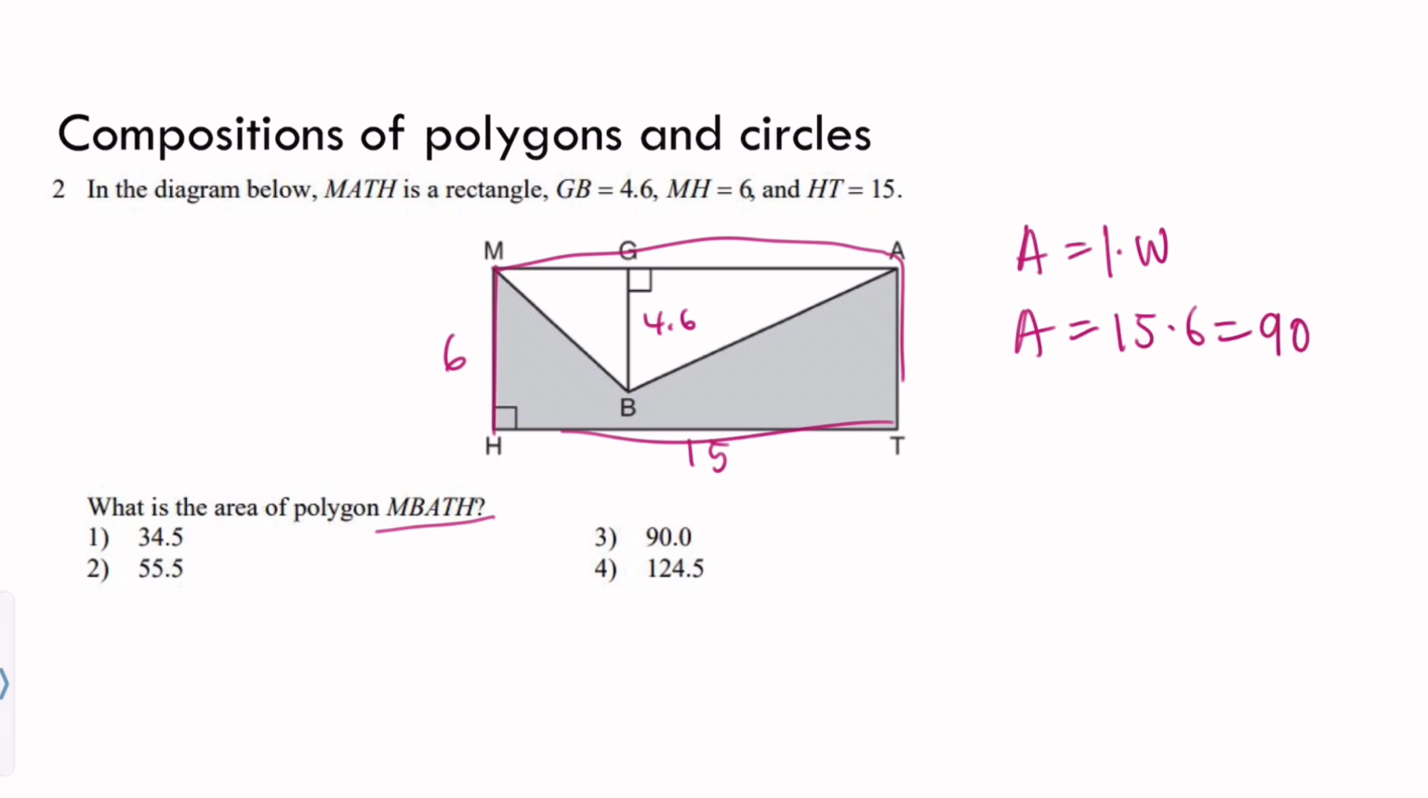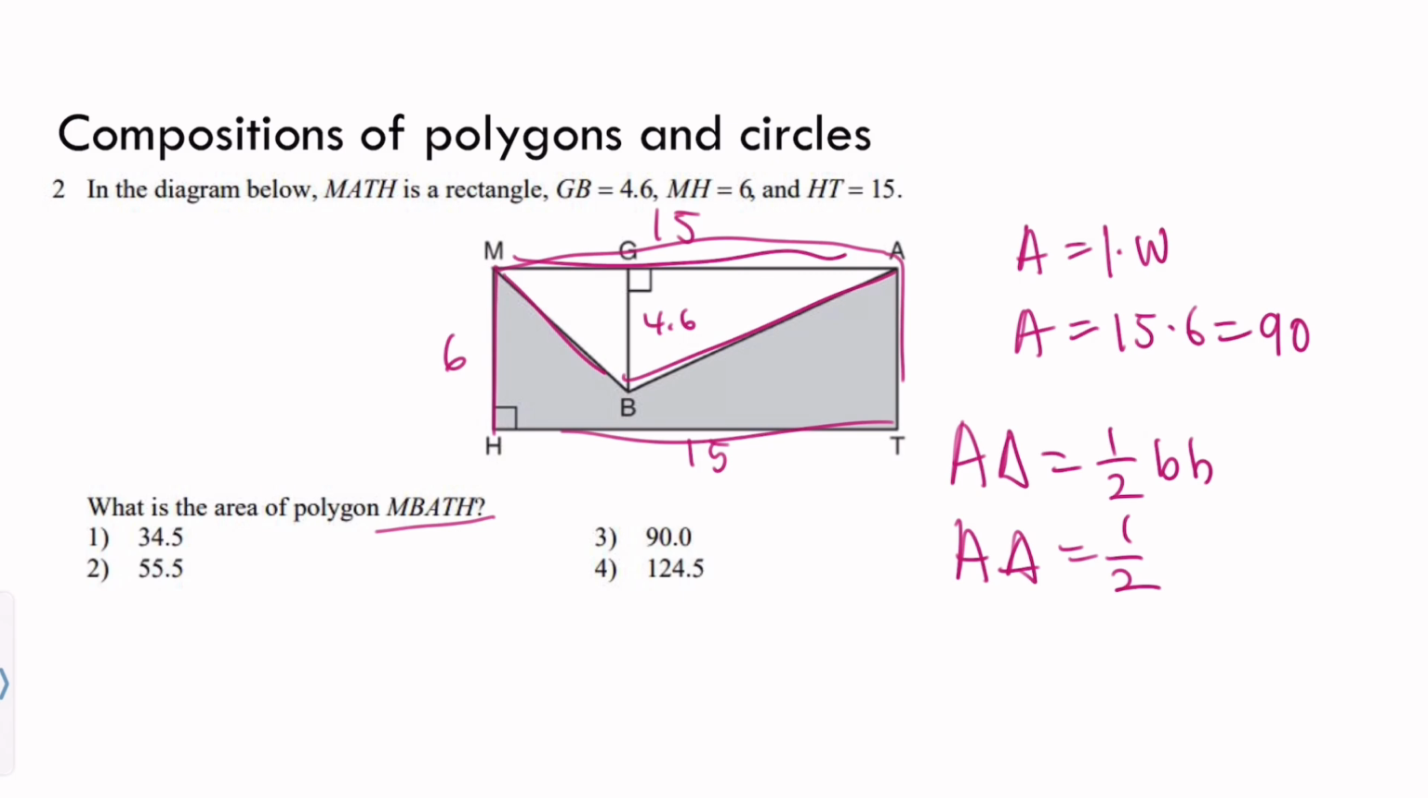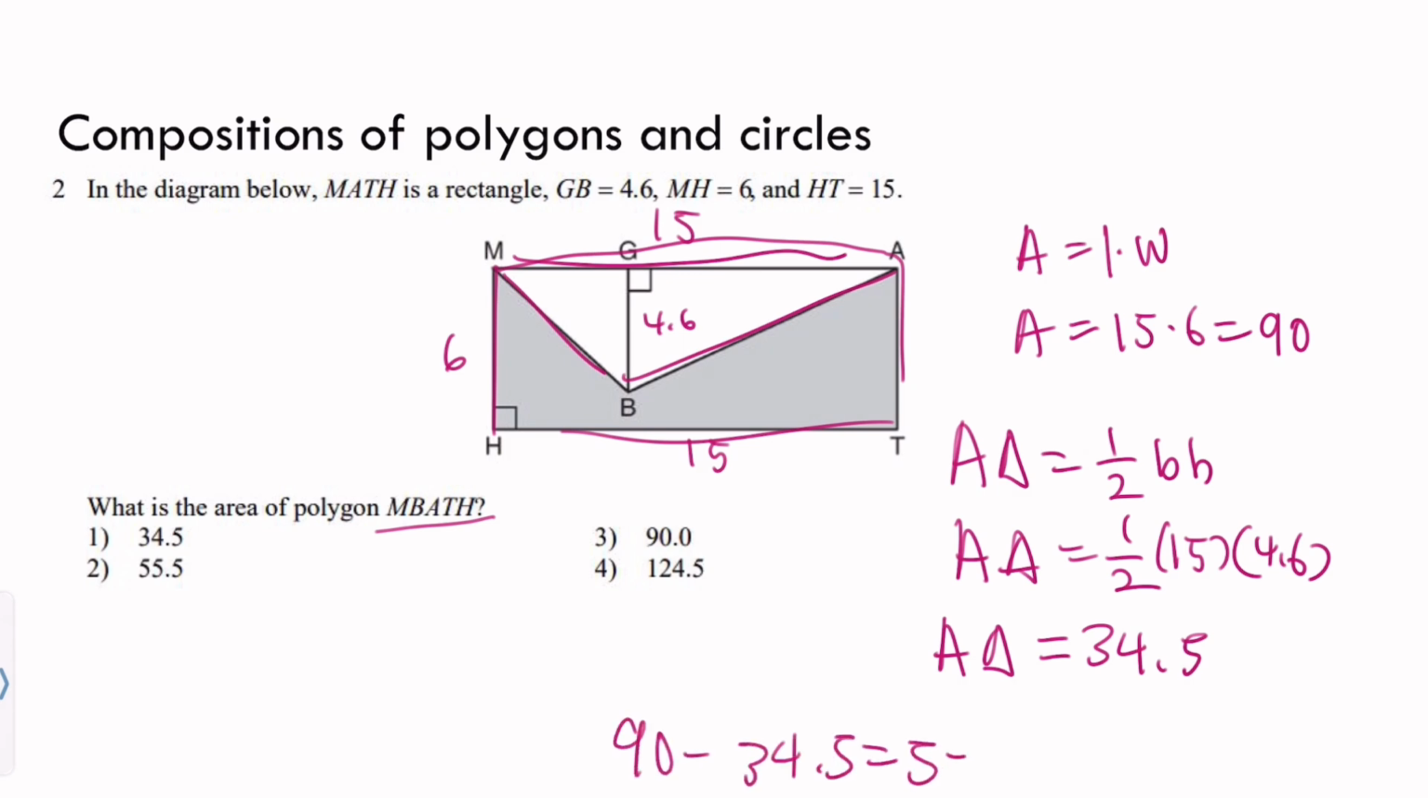Now we just need to find the area of this triangle right here. So the area of a triangle is equal to 1/2 base times height. It's equal to 1/2. The base is also going to be 15 because in a rectangle, the opposite sides are congruent to each other. 15 times the height, which is 4.6. Area of a triangle is equal to 34.5. And all we need to do to find the shaded part is just do the whole rectangle minus the triangle part. So 90 minus 34.5 is equal to 55.5. So again, the answer choices, number 2 is your answer.